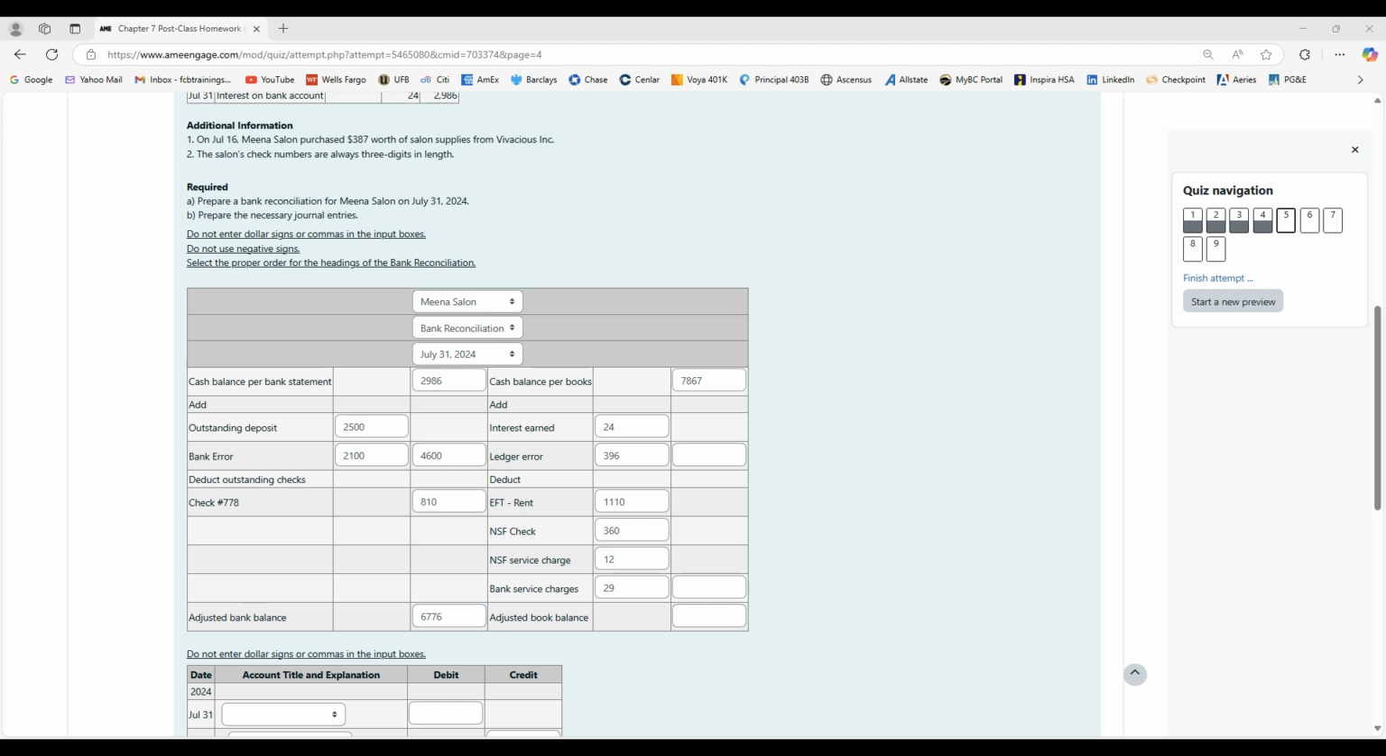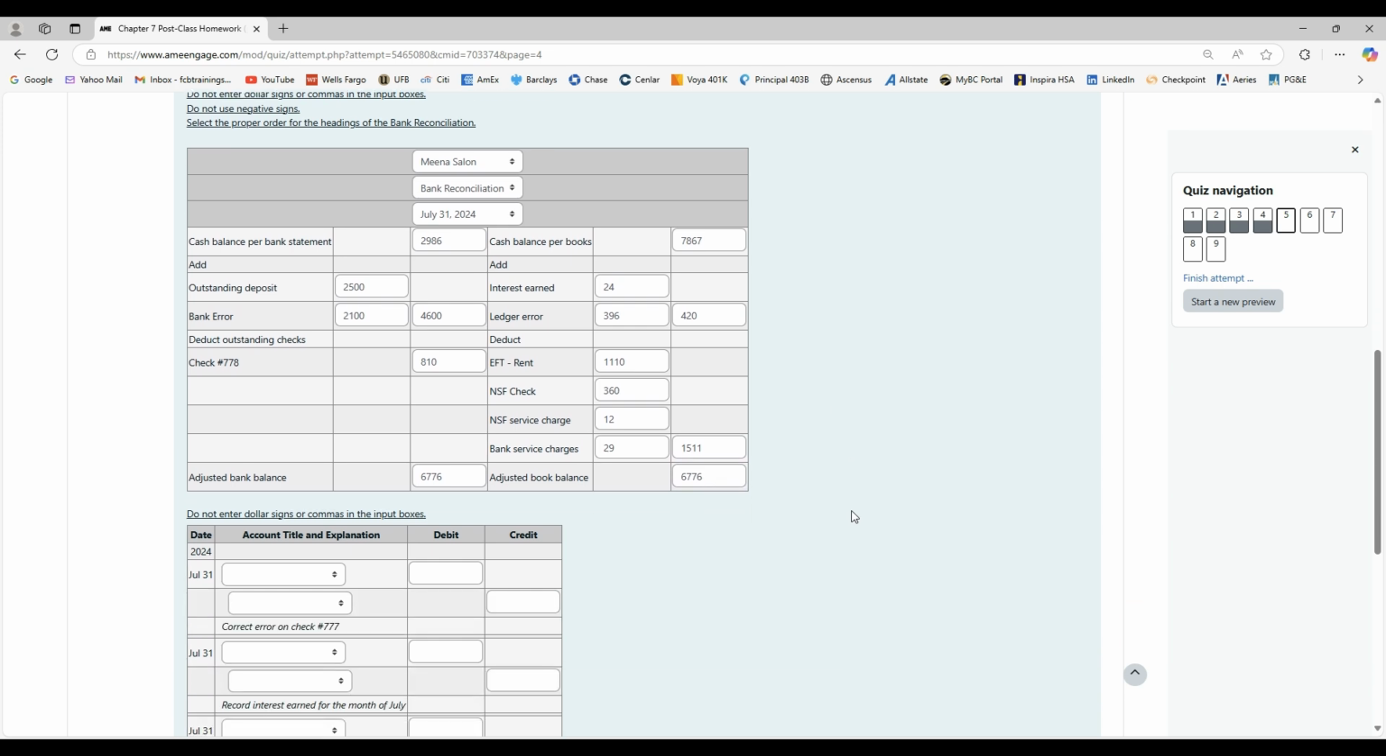And let's see what our additions combined. 420, which is the date today, plus 1110, 360, 12, and 29. I got 1511. All right, the moment of truth. So 7867 plus 420 minus 1511, 6776. All right, yeah, we match up there. Awesome. So now we're looking good.